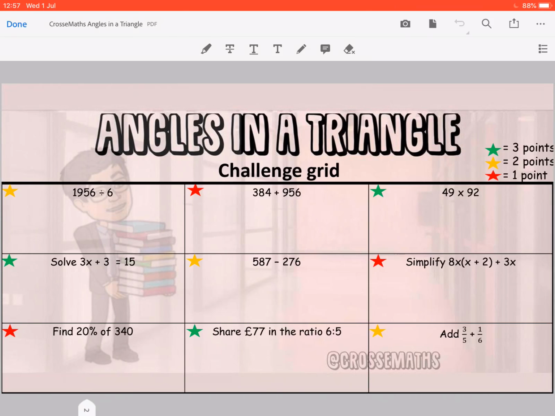What I'd like you to do, can you pause the video now and please have a go at the challenge grid in front of you? It's worth 18 points altogether. Take your time, pause the video, take as long as you need, and then when you're done we'll go through it.